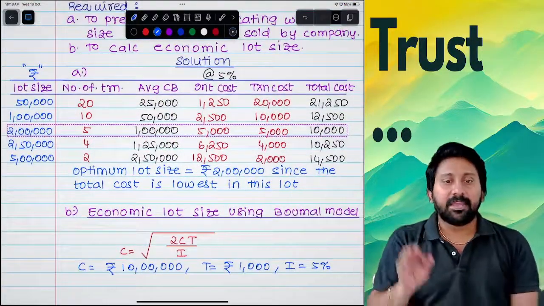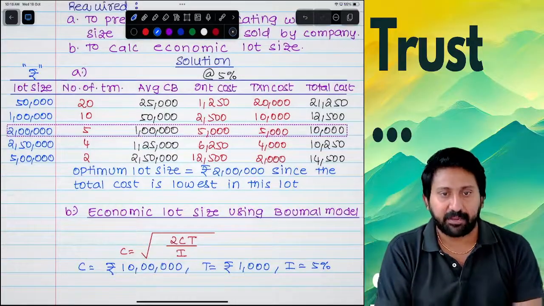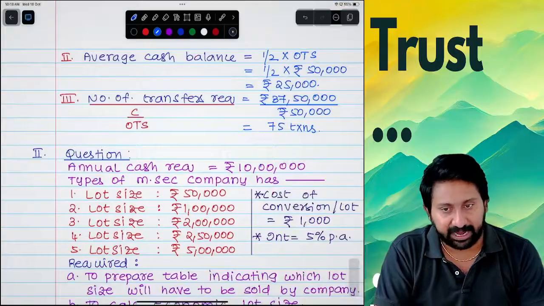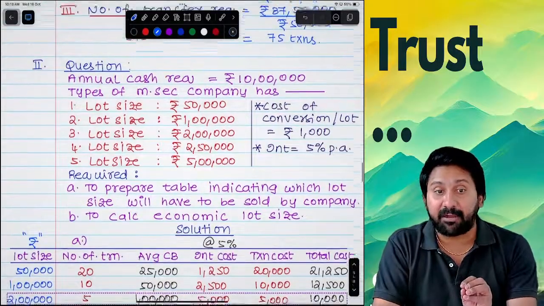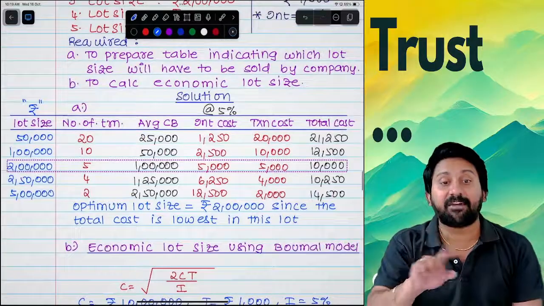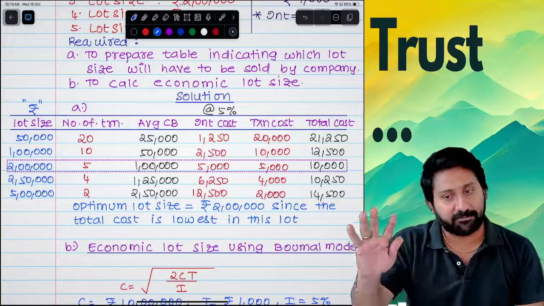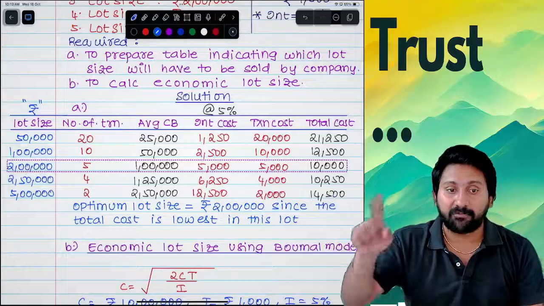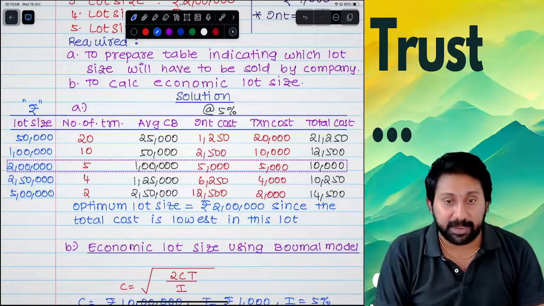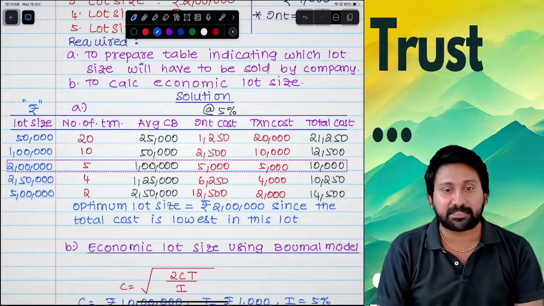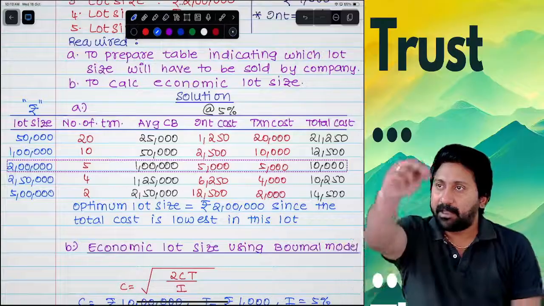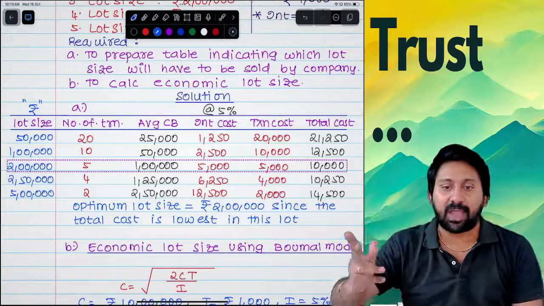See there. If I sell in the lot size of 50,000, how much is my annual cash requirement? 10 lakhs. Means every time I sell 50,000, how many transactions? 20. If I sell in 1 lakh size, 10. 2 lakh size, 5. 2 lakh 50 size, 4. 5 lakh size, 2. Okay, now what is the average cash balance? 25,000. That means 50,000 will not be there every time. Beginning 50, ending 0, average is 25.